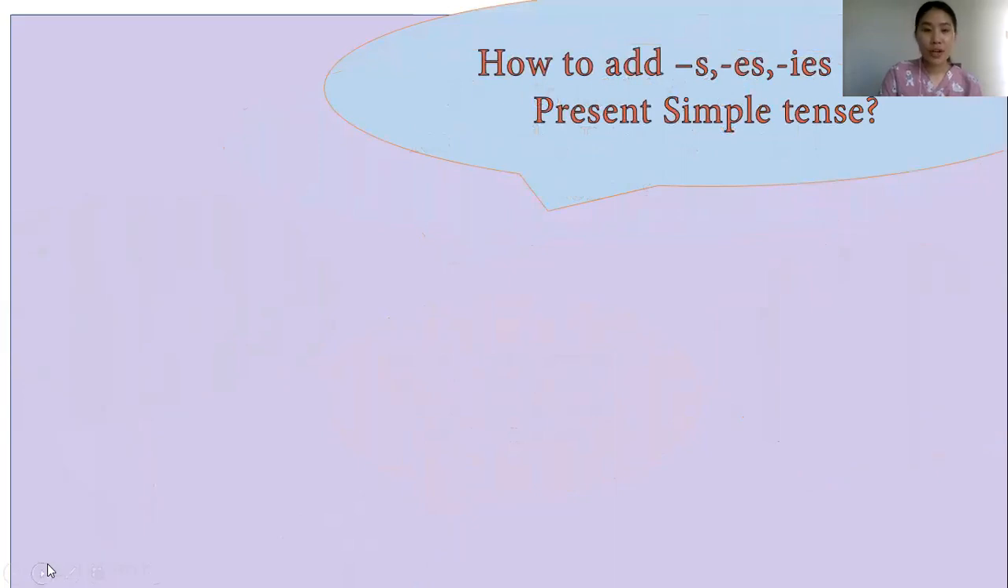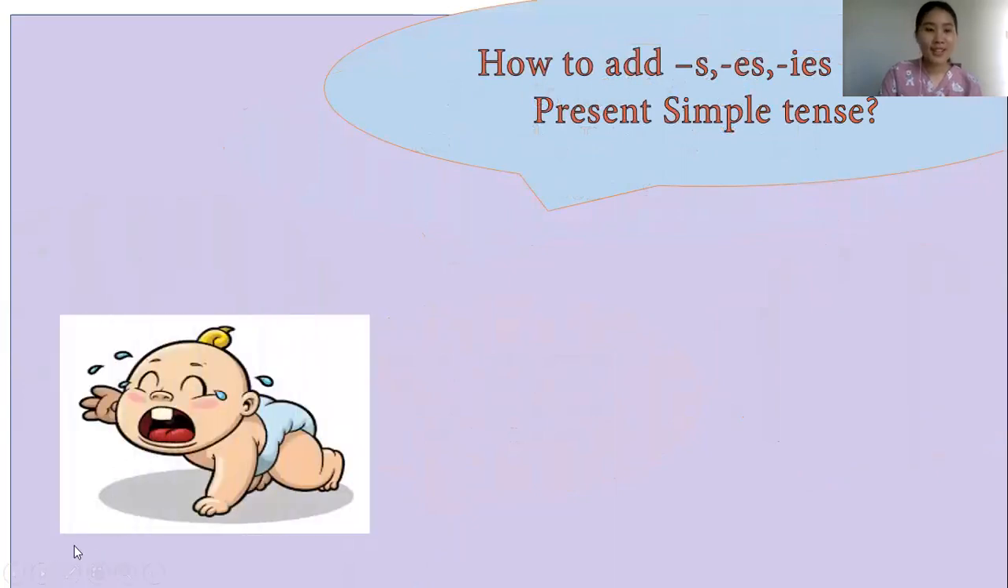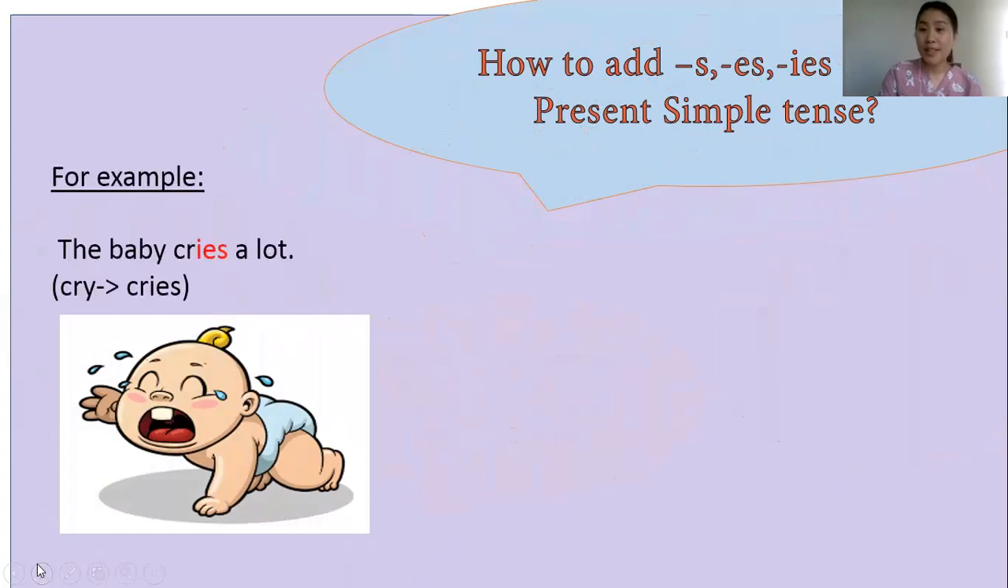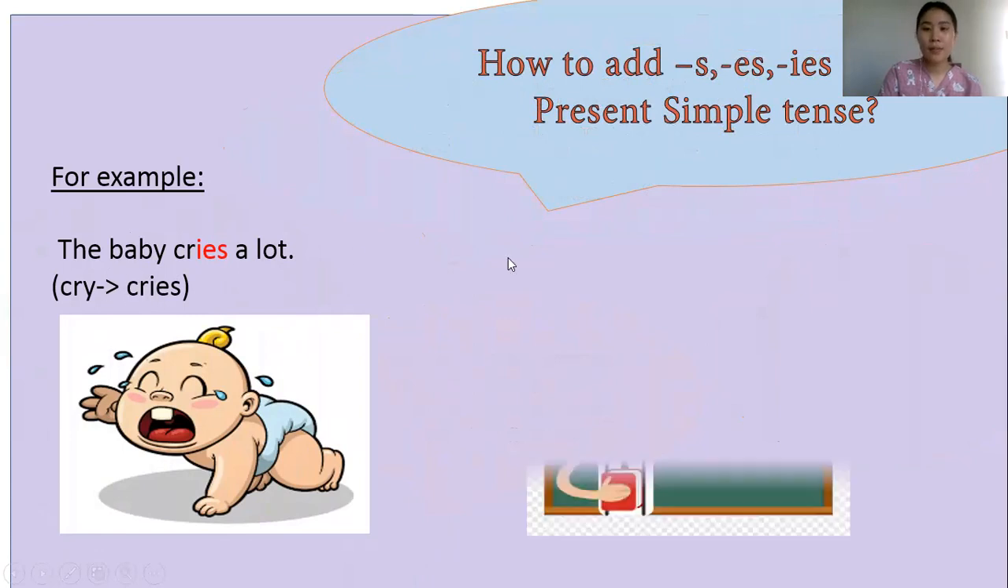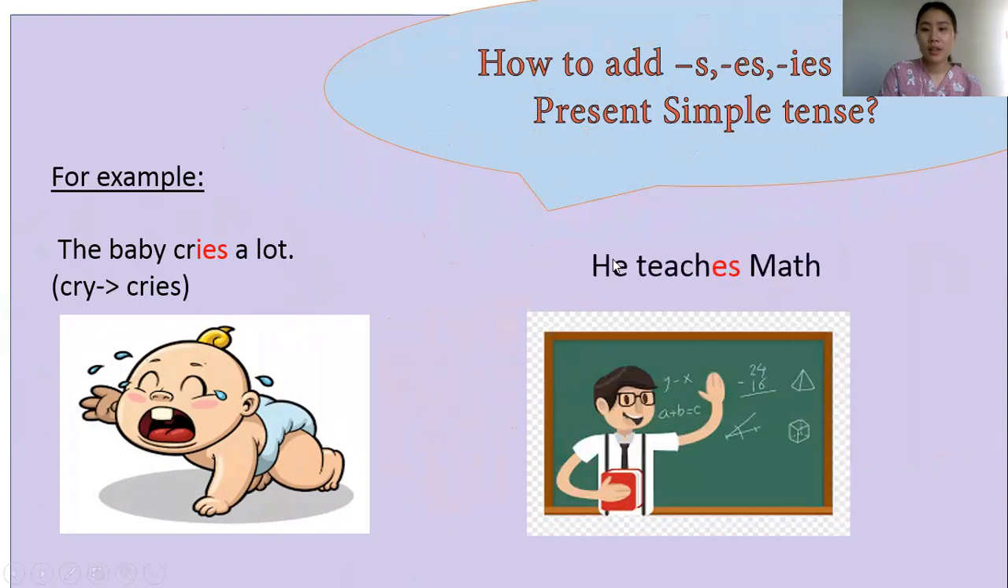Look at this demo here. The baby is so cute, okay? And the baby cries a lot. You see the baby, the subject, is a single noun, and I have to change the verb like here: cry becomes cries, okay? He teaches math, okay? Teaches.